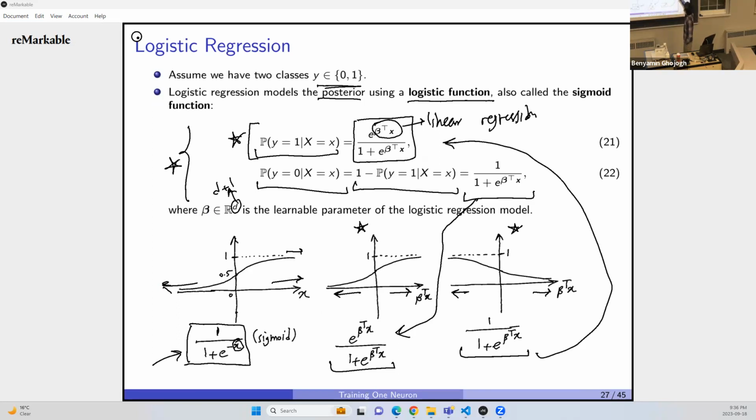Now x comes, I've put it in this equation. Beta transpose x becomes a scalar. E to the power of beta transpose x is a scalar. Denominator is also a scalar. It gives me some number between 0 and 1. If this number is greater than half, then I say its class is 1. If this number is less than half, I say it belongs to class 0.